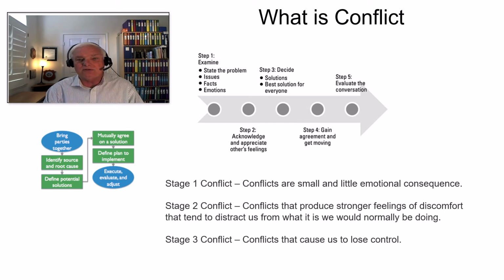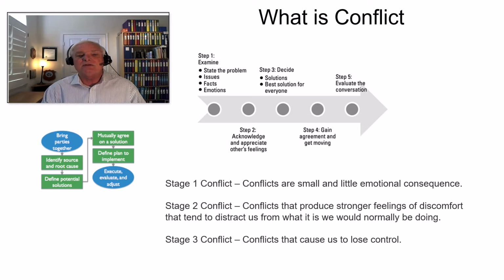Now, I know this slide has a lot of pieces on it, but I want to talk about the stages of conflict and the process of what you go through. There's a series of steps, and this actually lays out 5 different steps when we want to examine a conflict. So the first thing you would do is examine the conflict, state the problem, the issues, facts, or emotions, to really get a good clarity of what that is.